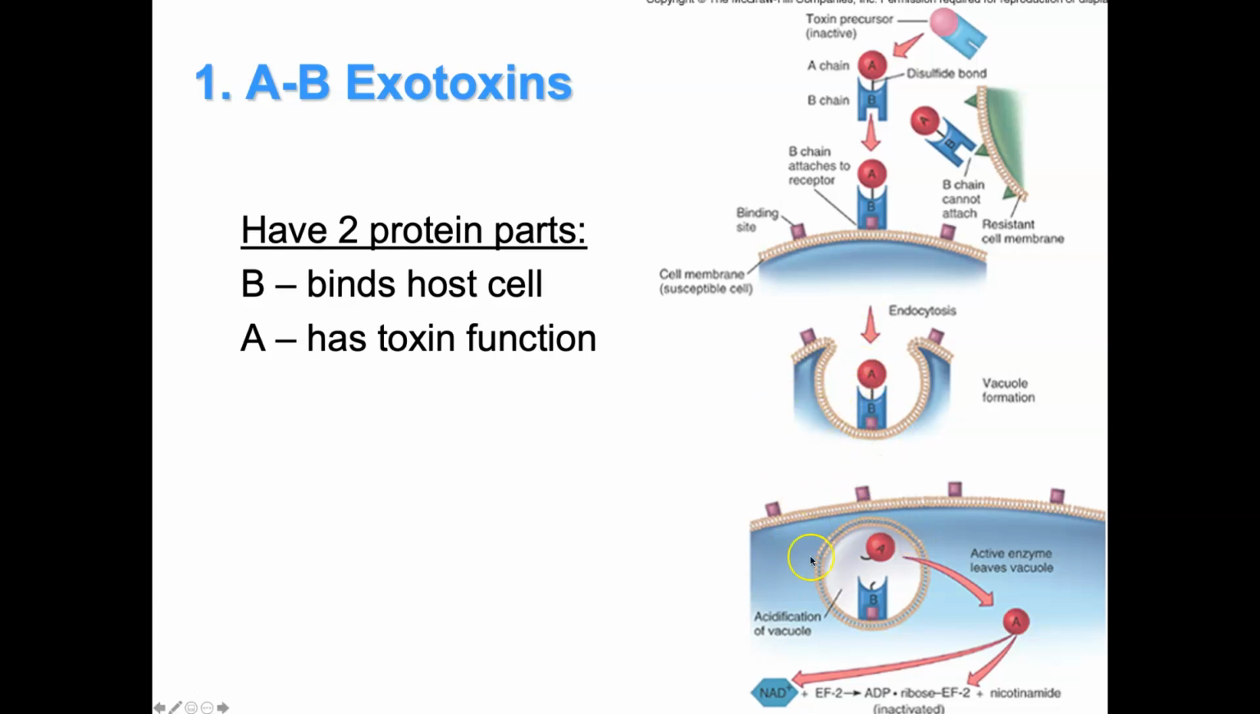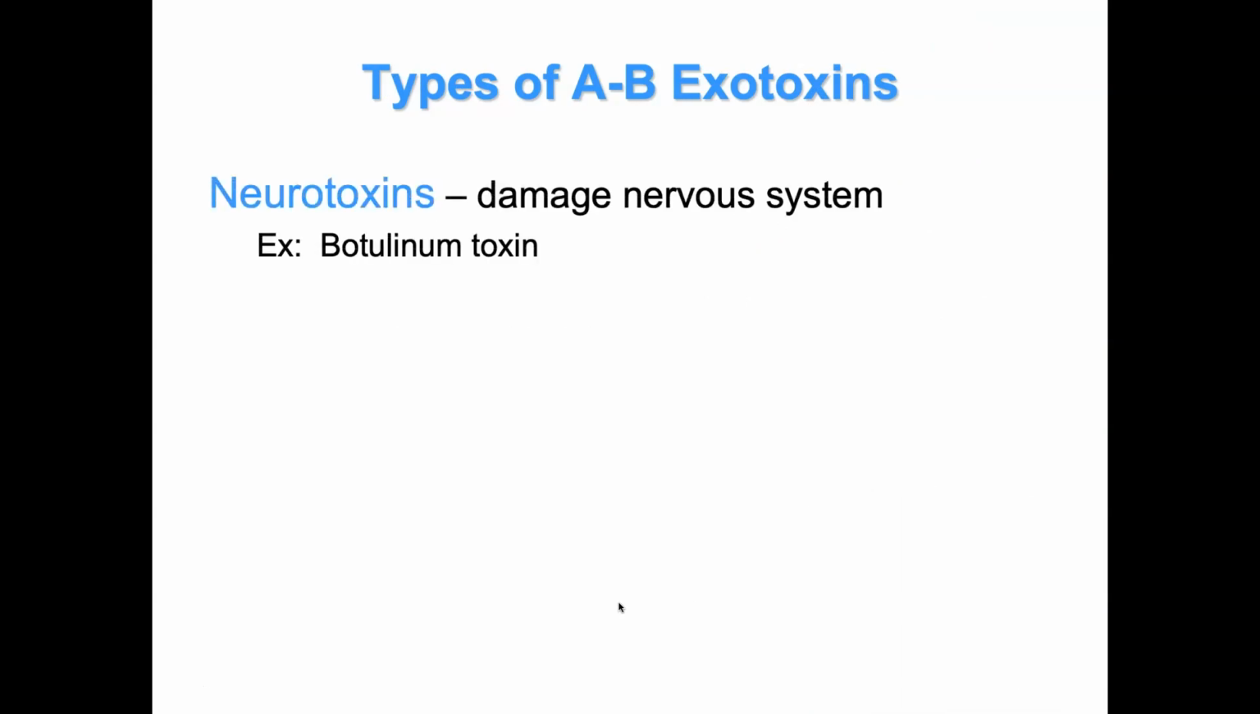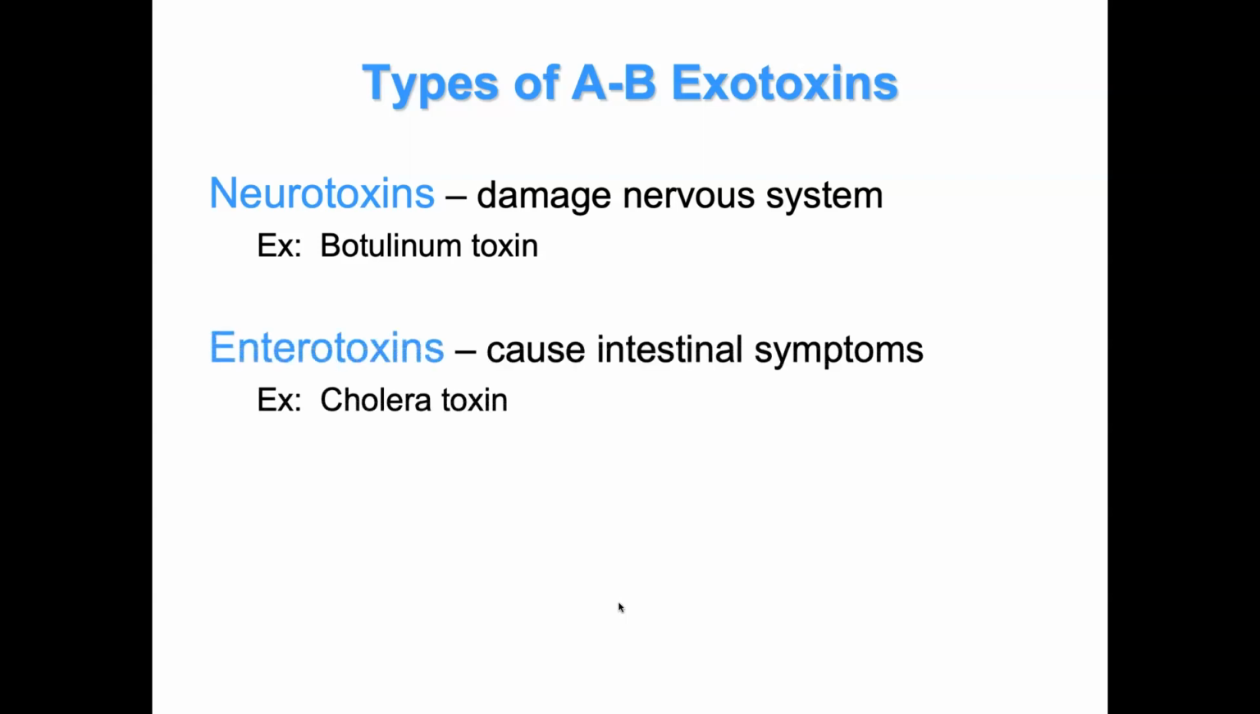Now within the cell, the A and B components separate. A is going to inhibit protein synthesis and kill the host cell, whereas B will go on to be released from the cell. Let's continue on with the different types of AB toxins. There are neurotoxins that damage the nervous system. An example of that is botulism. Botulism is an AB toxin. Enterotoxins cause intestinal symptoms, such as the cholera toxin.